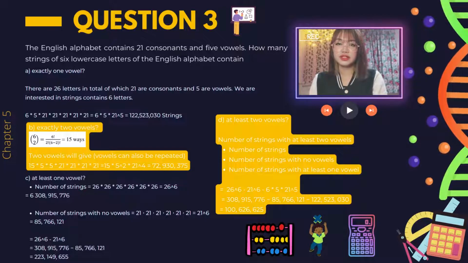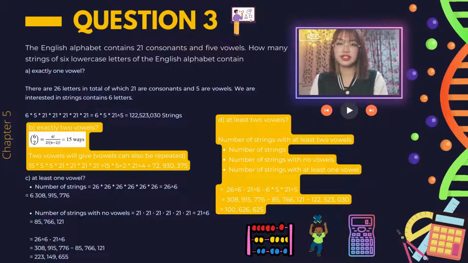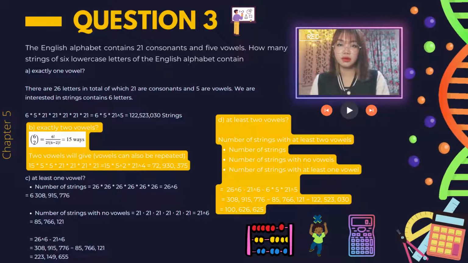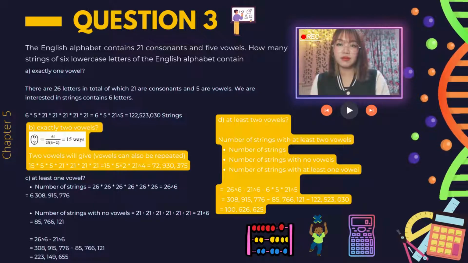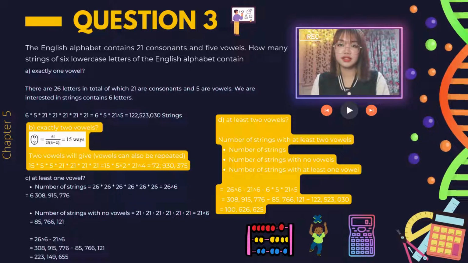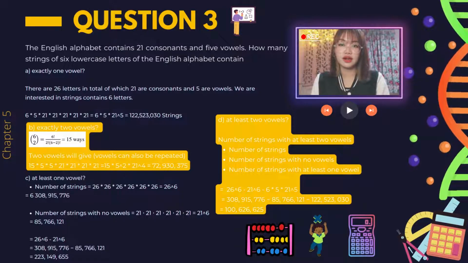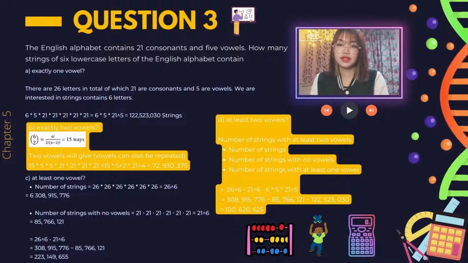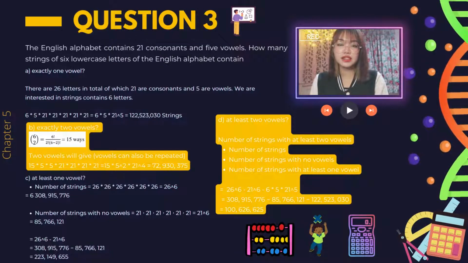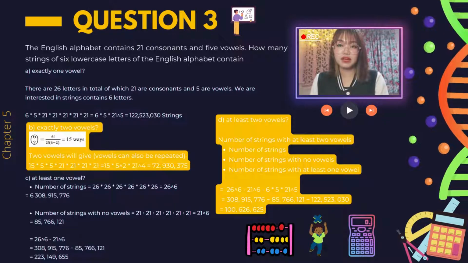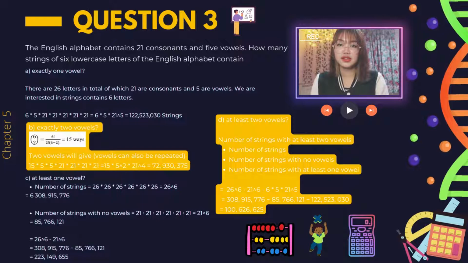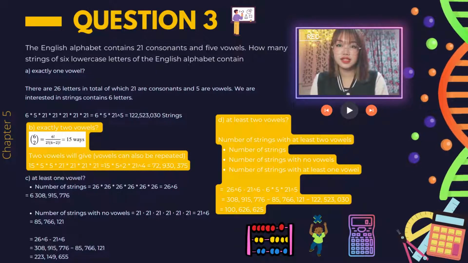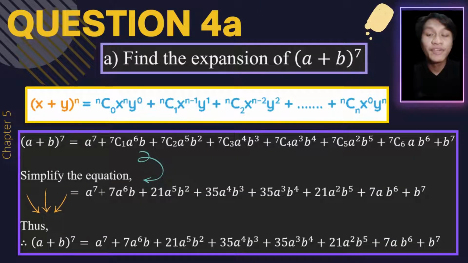For at least two vowels, an efficient way is to count the words that have 0 vowels or 1 vowel and subtract from the total number of words. This approach lets us recycle previous results, and recycling is a virtue. So, take the total number 26 power 6 of words and subtract the 21 power 6 all-consonant words and the number of exactly one vowel words we have already calculated. So, 26 power 6 minus 21 power 6 minus 6 times 5 times 21 power 5. So, the answer is 100,626,625 strings.